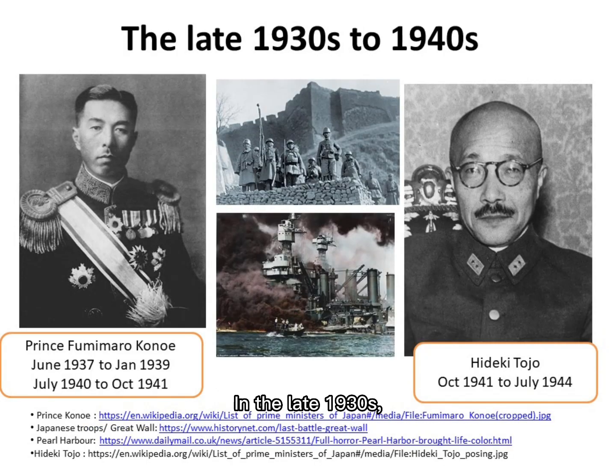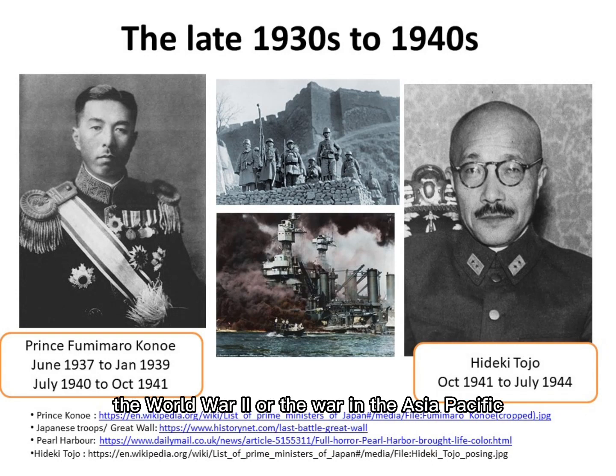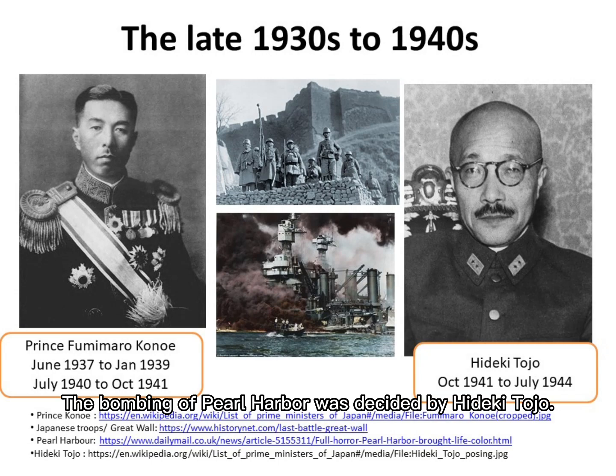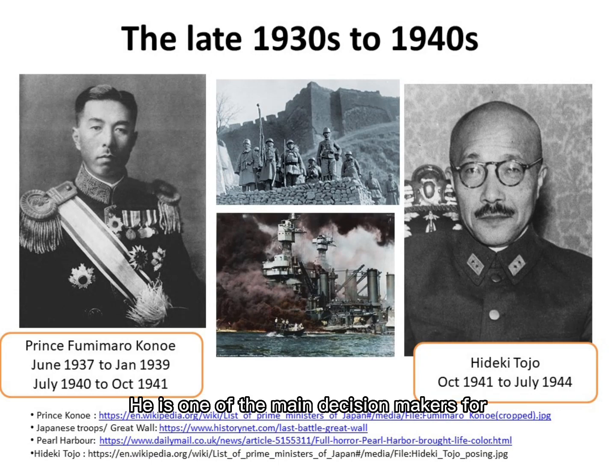In the late 1930s, you will have Prince Fumimaro Konoe. He is responsible for the period where Japan invades China in 1937. And when war breaks out, World War II or the war in the Asia Pacific, the bombing of Pearl Harbor is decided by Hideki Tojo. He is one of the main decision makers in terms of how World War II breaks out.